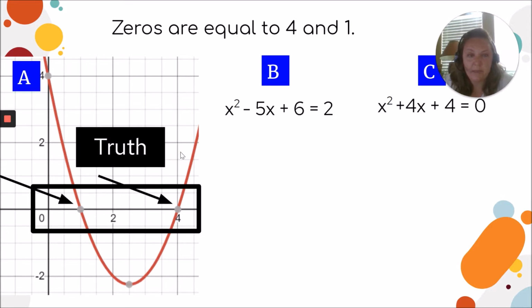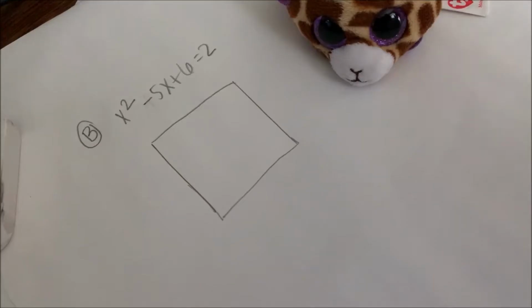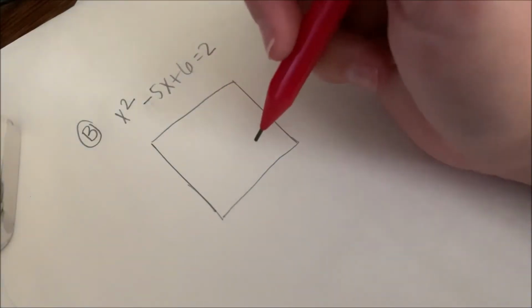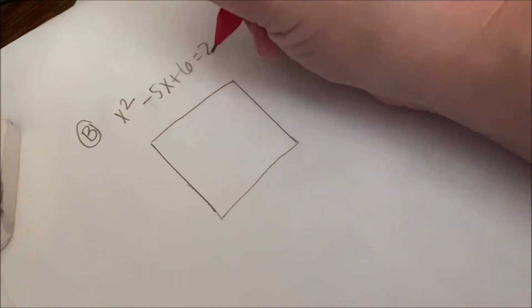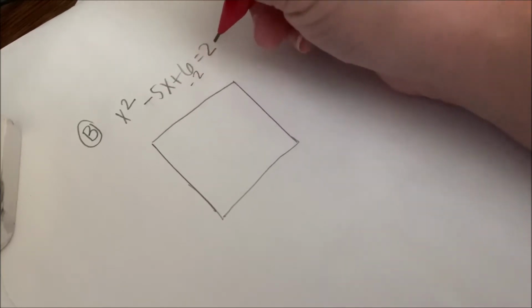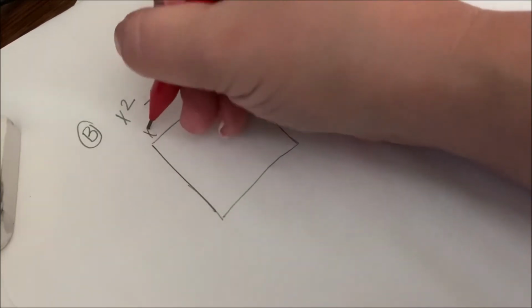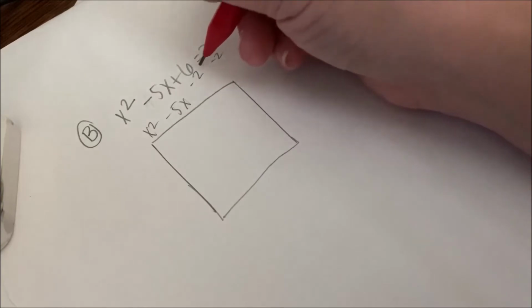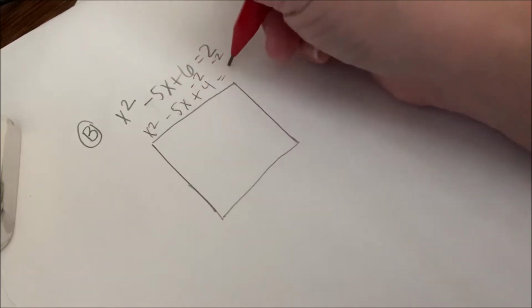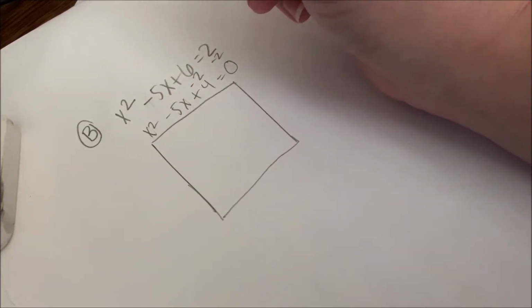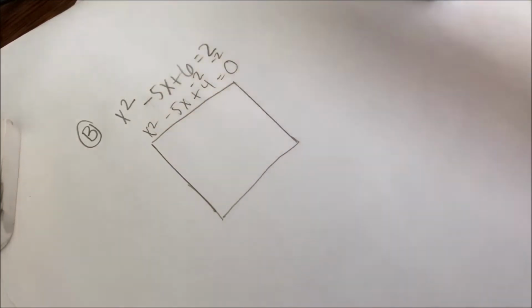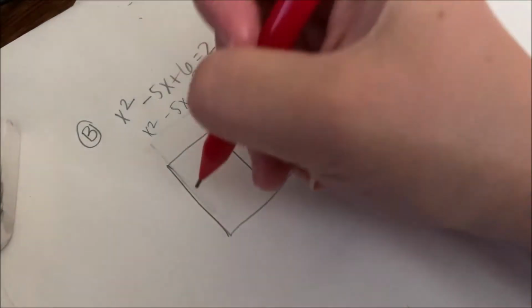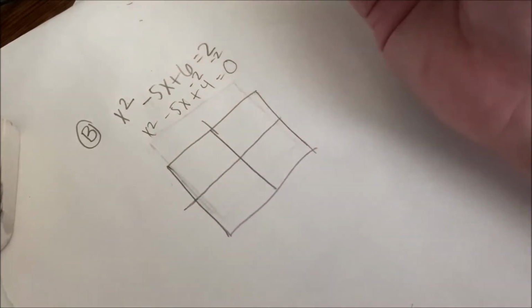Now I'm going to work out B and C to check and see which one of those is true and which one's the lie. Okay, let me factor this and see if it's going to be true. So first, I realize it doesn't equal 0, so I'm going to subtract 2 from both sides. So I have x squared minus 5x plus 4 equals 0. Okay, now I'm going to factor it. It's always okay to erase if you make a mistake because that is why we have erasers, right?